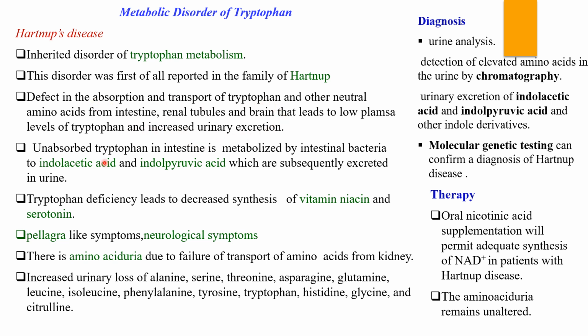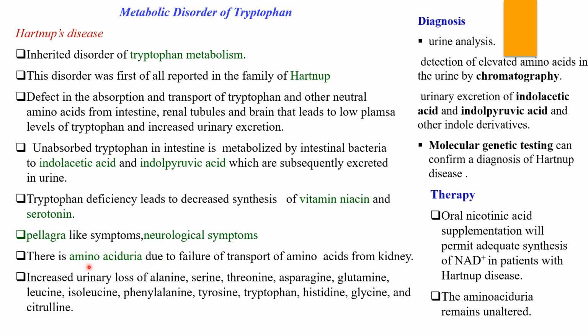Then unabsorbed tryptophan in the intestine is metabolized by intestinal bacteria to indole acetic acid and indole pyruvic acid, which are subsequently excreted in the urine. And the tryptophan deficiency adversely affects the synthesis of vitamin niacin and serotonin. This leads to development of pellagra-like symptoms like diarrhea, dementia, and dermatitis. These are the three prominent features of pellagra, associated with neuropsychiatric symptoms, as serotonin is a neuroexcitatory hormone.